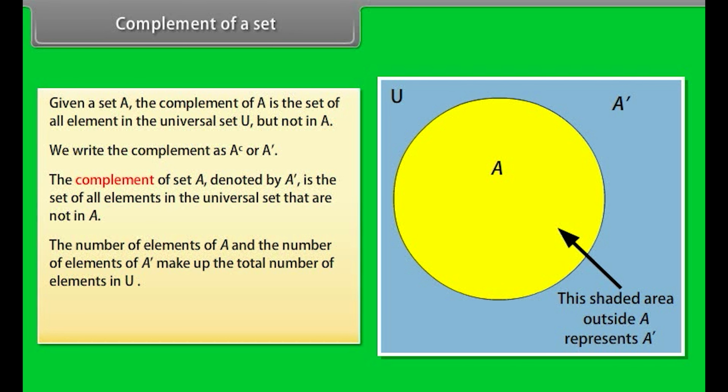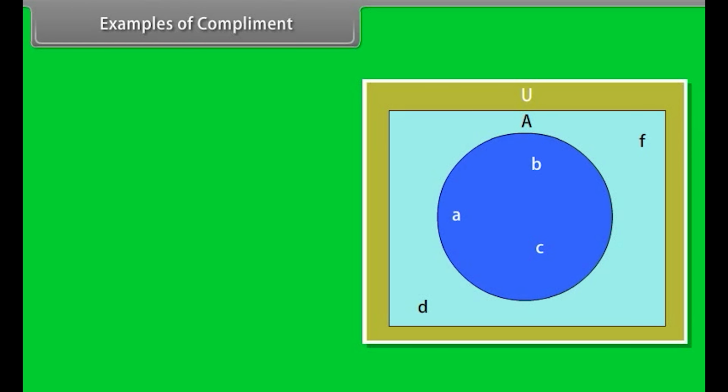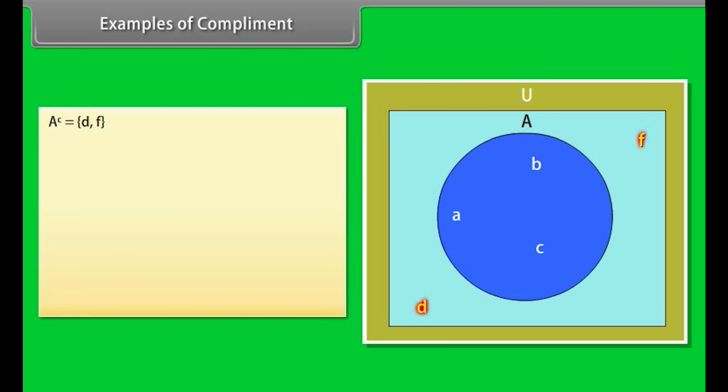The number of elements of A and the number of elements of A dash make up the total number of elements in U. That means n(A) plus n(A dash) is equal to n(U). Examples of complement. Take a close look at the figure. D and F are in U, but they are not in A. Therefore, complement of A is equal to {D, F}.